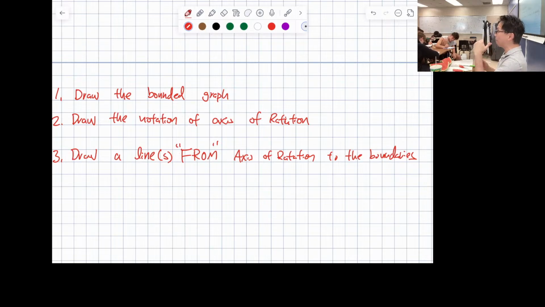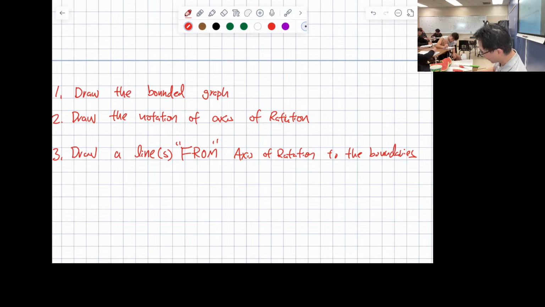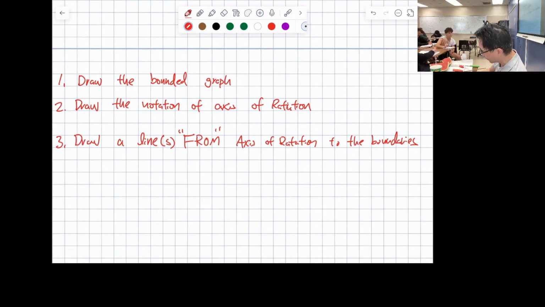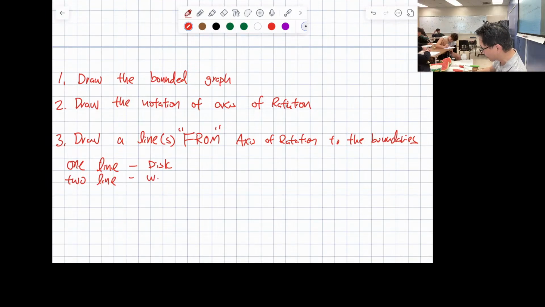So if you hit one bound, then it's going to be a disk. If you hit 2 bounds, it's going to be a washer. So I'm going to explain that. If it's one line, then it's going to be a disk. If it's a two line, when you hit a boundary, you might sometimes hit it twice, so it's going to be a washer. Okay, so if you hit one line, it's going to be a disk. If it's a washer, it's going to be two lines.